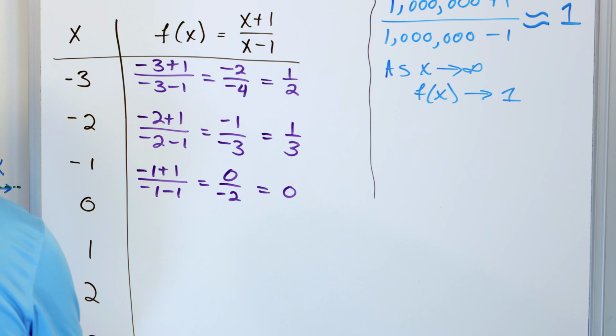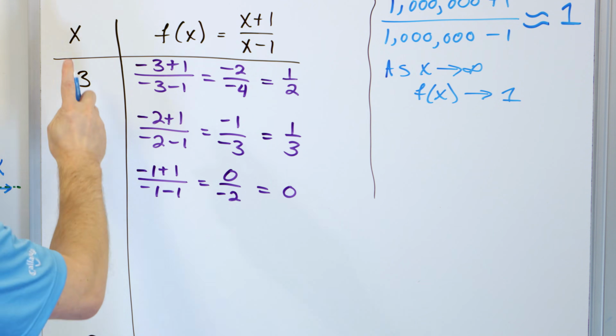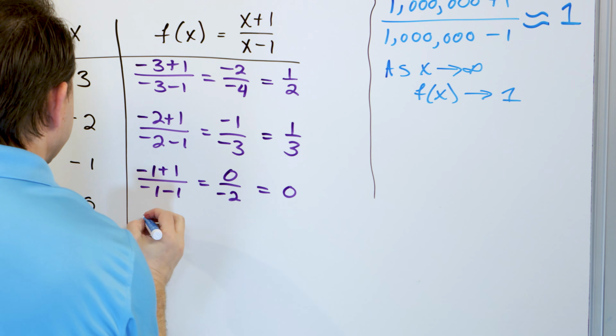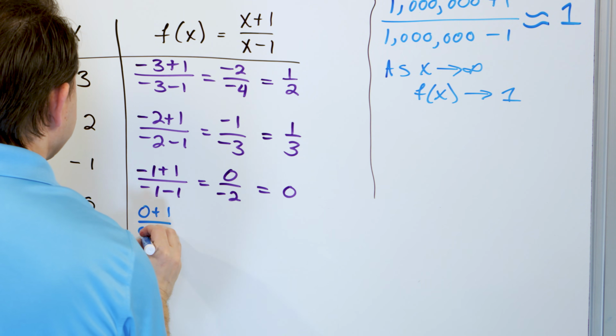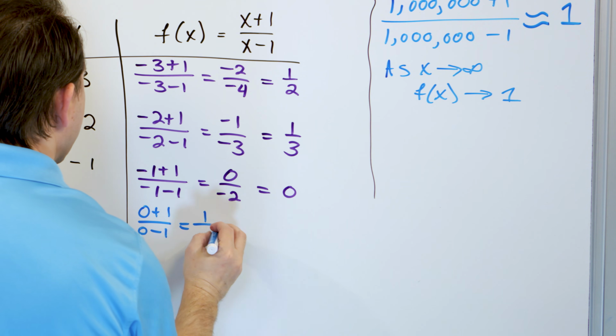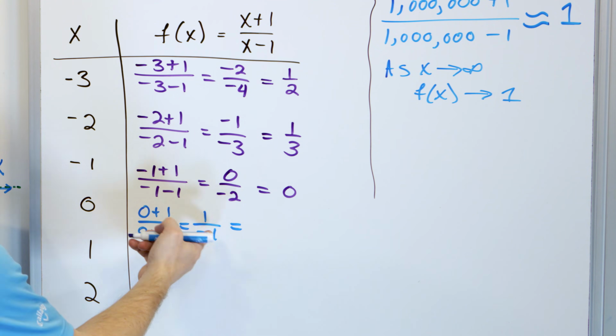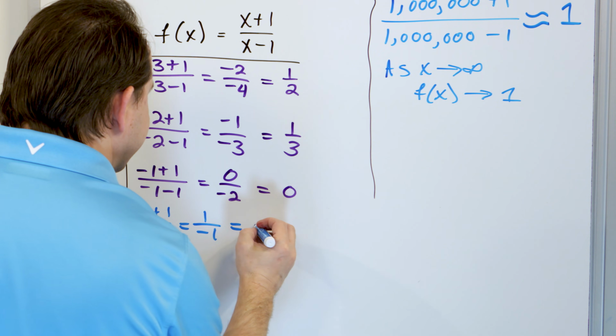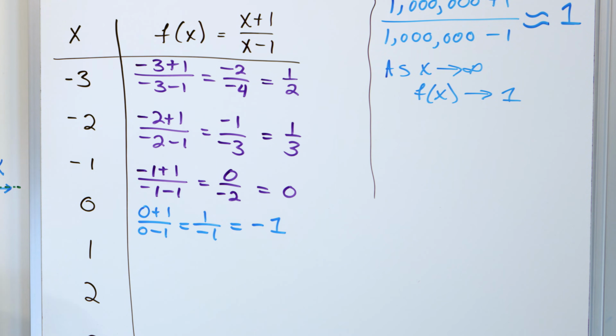Now let me switch colors to break up the chart a little bit. When I put the value of 0 in, what happens? 0 goes in here. I'll have 0 plus 1 over 0 minus 1. I'll have 1 over minus 1, right? 1 over minus 1, when you do that division, you just get -1. Now what happens when I put a value of 1 in here?